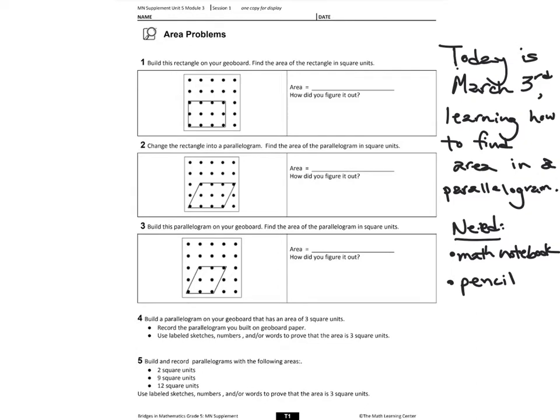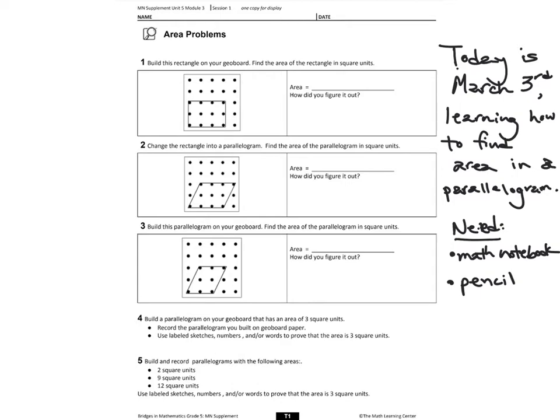Today we're going to learn how to find area in a parallelogram, and we'll review what a parallelogram is. Don't you worry your pretty little heads. What you're going to need today before we get started is a math notebook and a pencil.